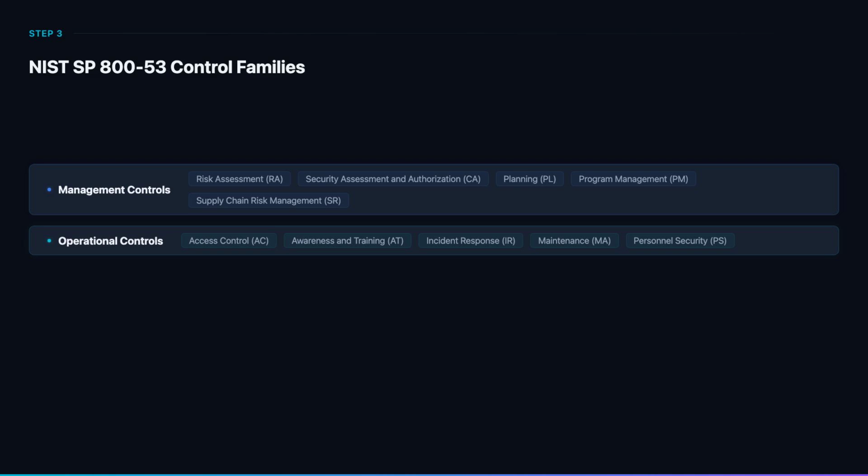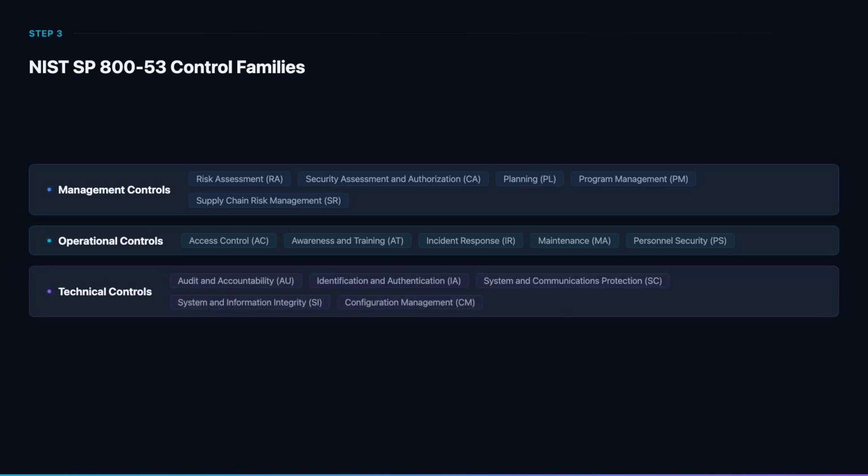Operational controls address day-to-day security practices. Access control manages who can access what. Awareness and training ensures staff understand their security responsibilities. Incident response defines how to detect, respond to, and recover from incidents. Maintenance covers system upkeep. And personnel security addresses screening, transfers, and termination procedures.